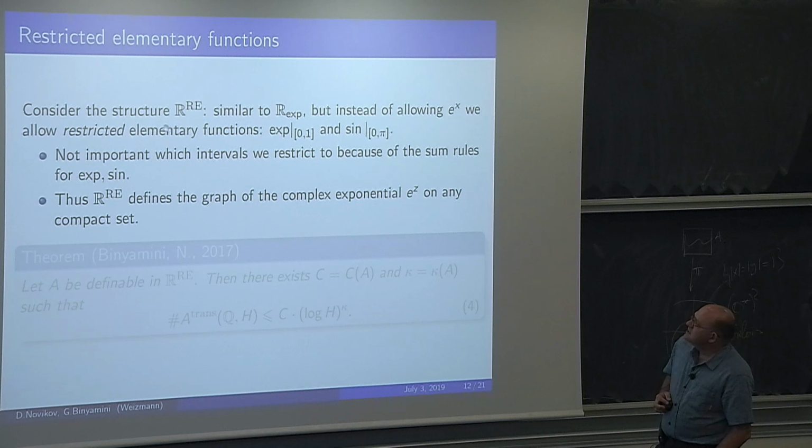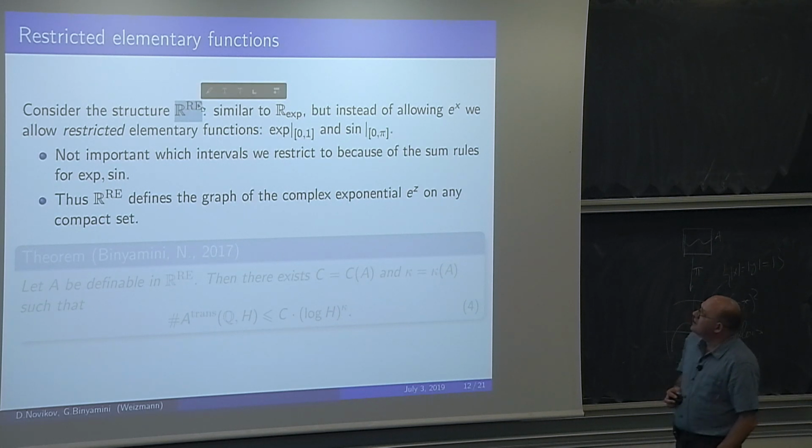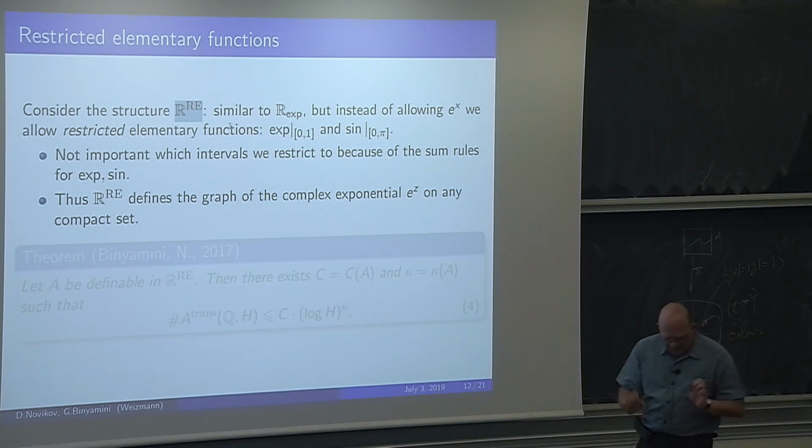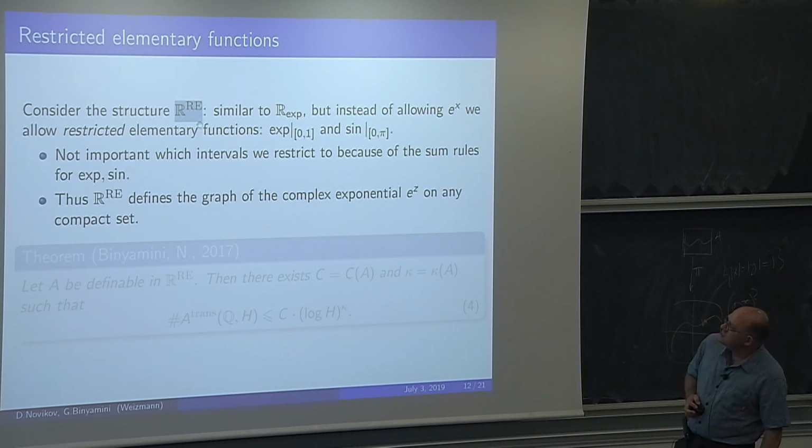What we did, we considered a similar structure, restricted elementary, R_RE. What is the difference? Instead of taking exp, the whole function on the whole line, we cut it on the interval [0,1] and extend by 0. We add to polynomials this function and sine defined on the interval [0,pi]. We take equalities and inequalities with these functions, build sets, and take their projections, unions, intersections, products. We get the O-minimal structure called R_RE.